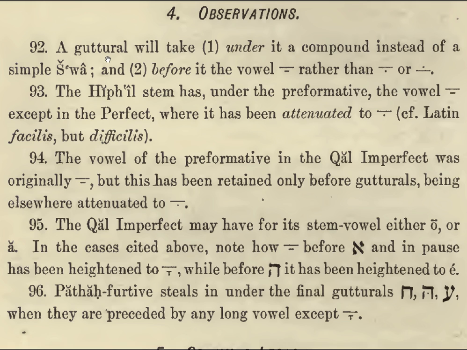As we've seen several times already, a guttural will take under it a compound rather than a simple shva, so the vowel is slightly stronger, and before it the vowel patach rather than i or o. The hifngil stem has under the preformative the vowel patach, we've seen this many times, tadshe, for example, except in the perfect, where it has been weakened to the chirik. The vowel of the preformative in the kal imperfect was originally this patach, but this only survives in front of gutturals. Everywhere else it's he. The kal imperfect may have for its stem vowel either o or a.